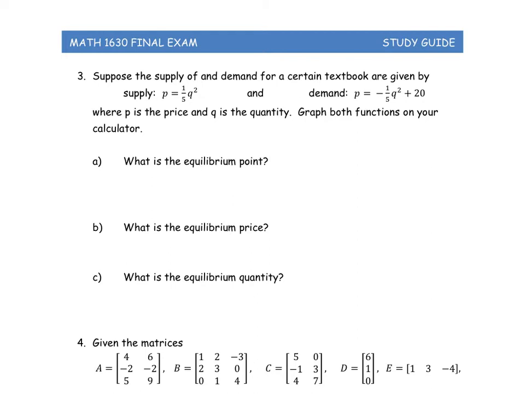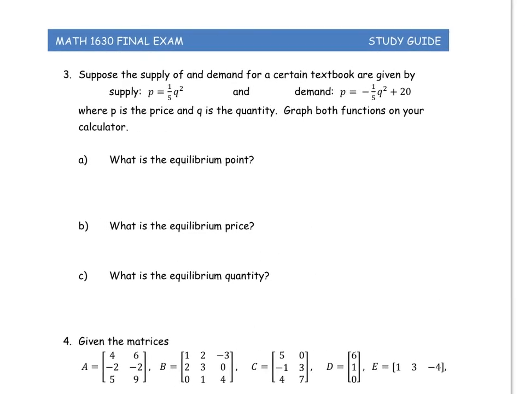This is actually the same as question number 3 on the old final exam review. And you have the key to that one, so if you would like to see the graph and the information for that, you can look there. But you can also determine these, even though it says graph both the functions on your calculator.